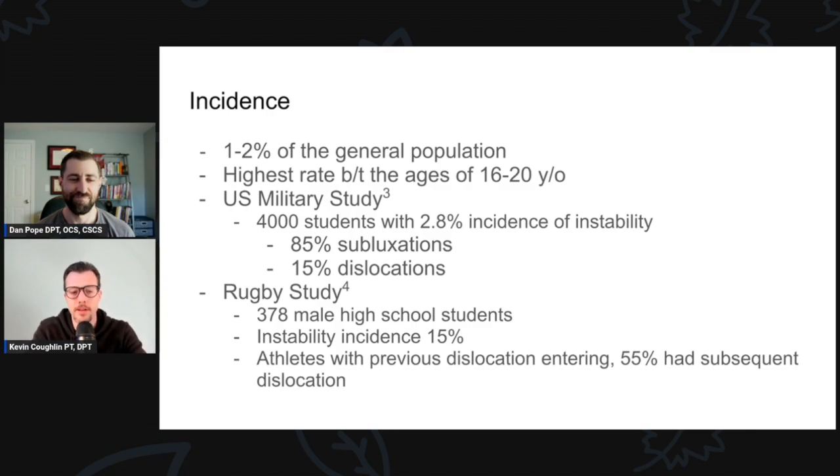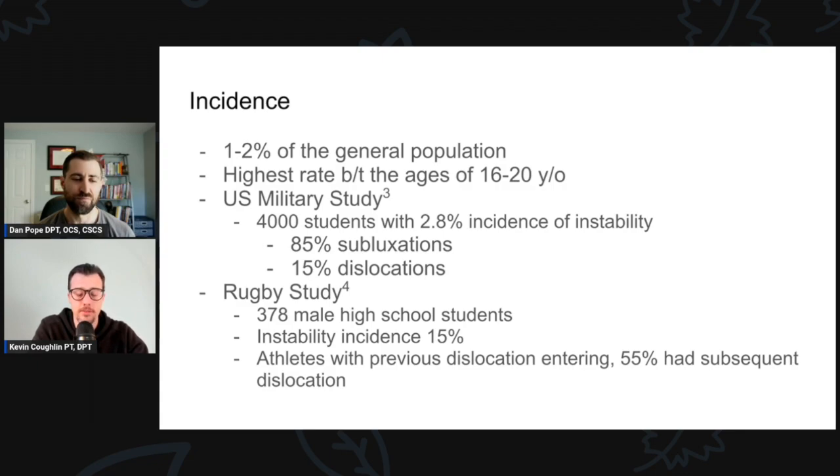And then there were a couple interesting studies that I came across, and I think this gives some value to what I was just saying in terms of whether it's a physical sport. Maybe in a younger age you have higher rates of dislocation. Because in this study looking at the U.S. military, I'm thinking that's physical, but it's not contact. When they looked at this group of 4,000 students in the military, there was a 2.8% incidence of instability in that group.